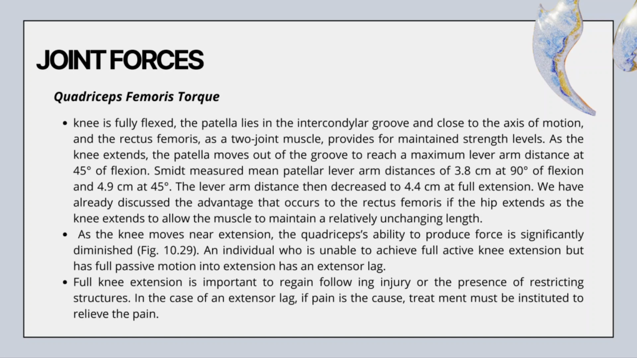But if the extension is incomplete, impossible actively or passively, then there may be either a joint restriction or a soft tissue restriction causing the problem. So it is not an extensor lag. Joint restriction may occur from tightness within the joint capsule or a bony block preventing movement. Soft tissue restrictions are usually caused by scarring around or near a joint, by an inflexible muscle, or by edema.